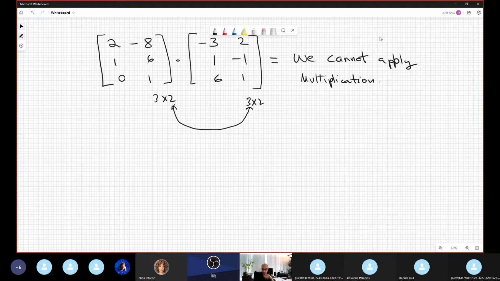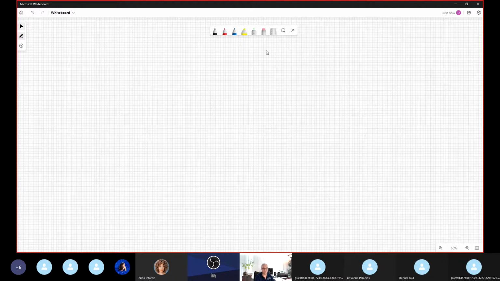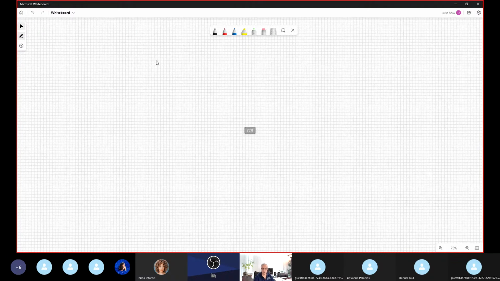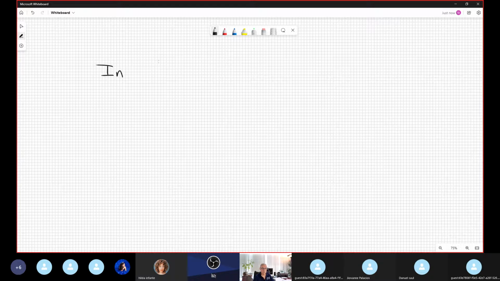Okay. So now, I suppose that so far multiplication is a little bit clear. I want to introduce a new idea, which is inverse matrix.